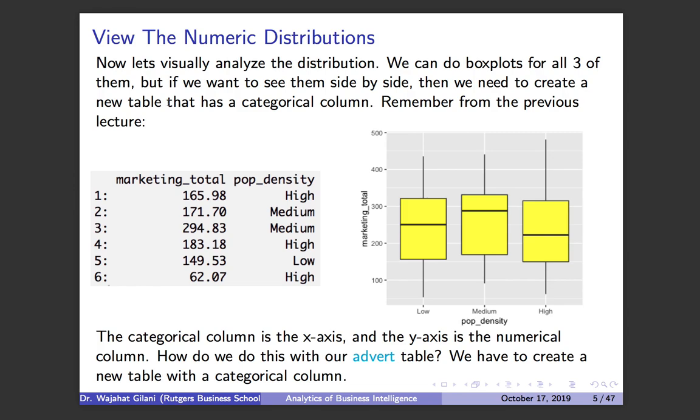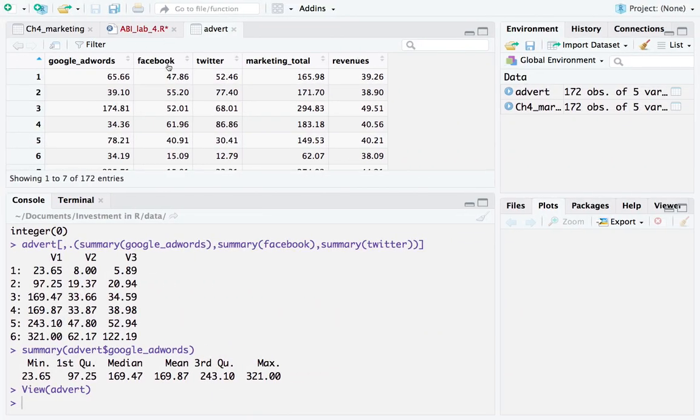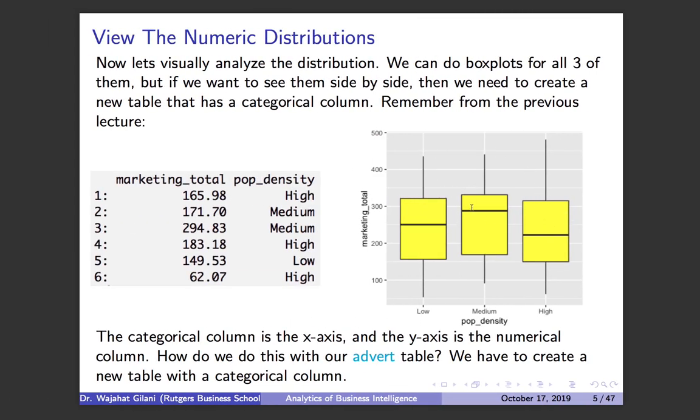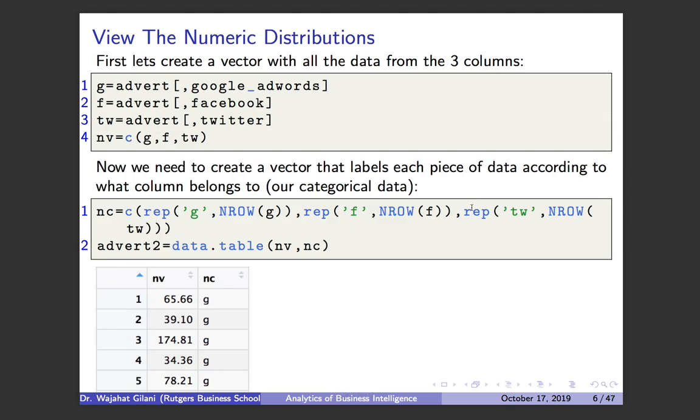Because our advert table is not really set up in that way, because instead of having all the values in one column and the labels for those values in another column, they're in three different columns. You see that? Whereas in ggplot, when you do this kind of graphing, usually you have one column that has the numerical data and another column that has the categorical data. So how would we recreate the graph like this? We have to create a new table with the categorical column, and we have to stack the data for Google AdWords, Facebook, and Twitter on top of each other.